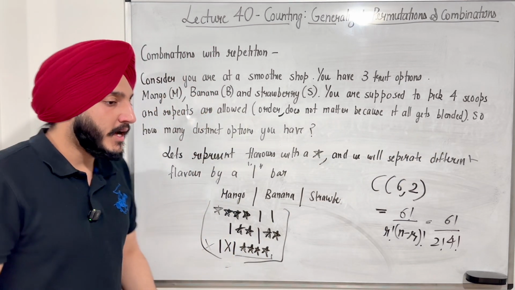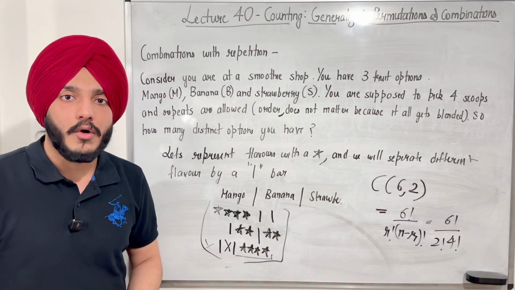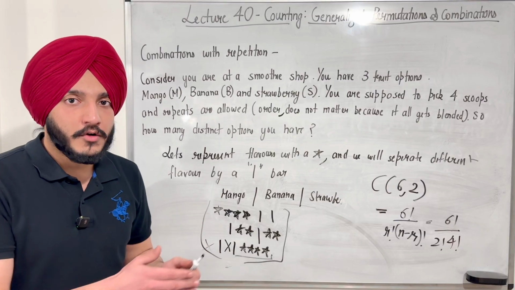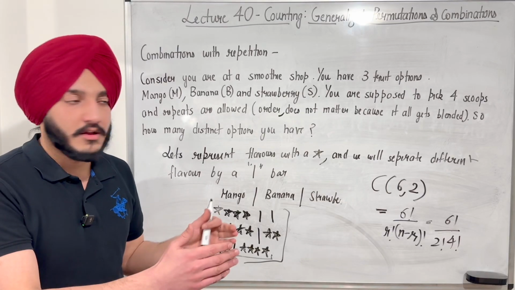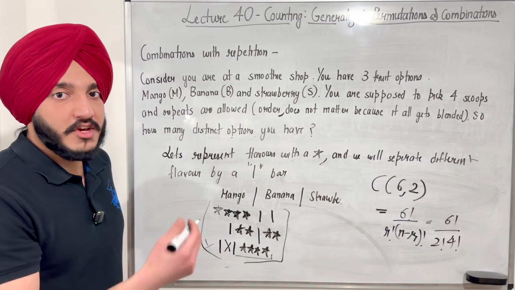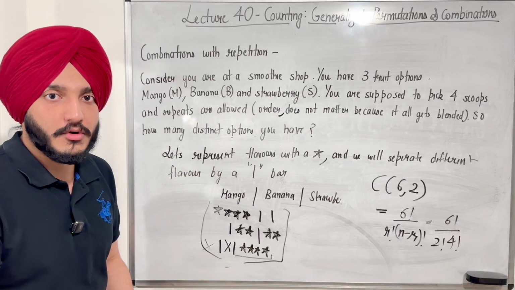So the only thing that really matters in this question is how many distinct counts of flavors I'm picking. That means 3 mangoes and 1 banana is a distinct option I have. 1 mango and 3 strawberries is a distinct count I have. And those are the counts that I'm actually trying to find. So how do I do it?